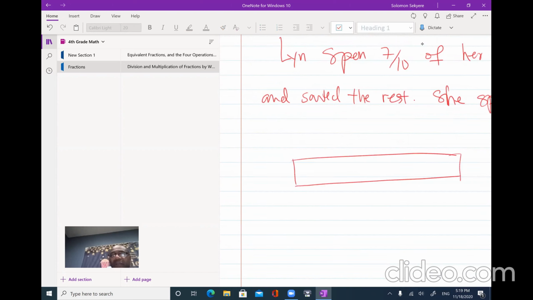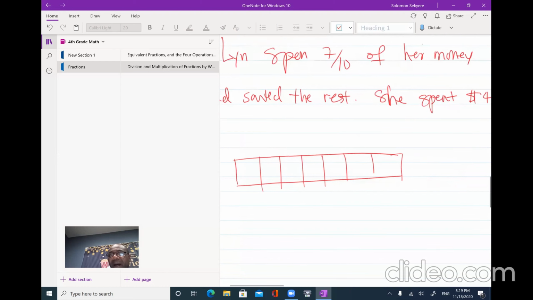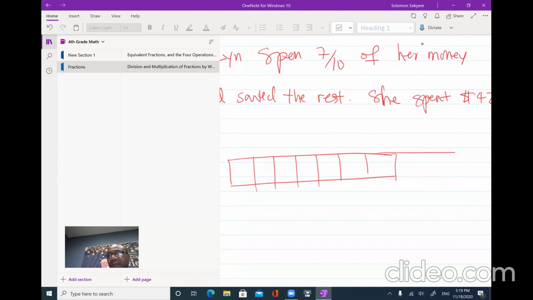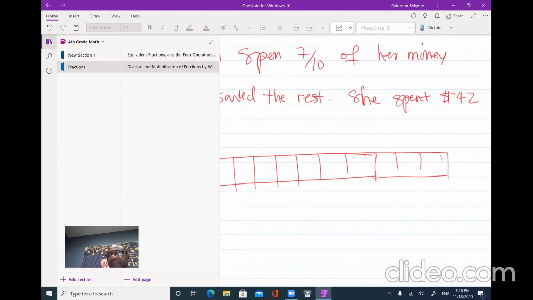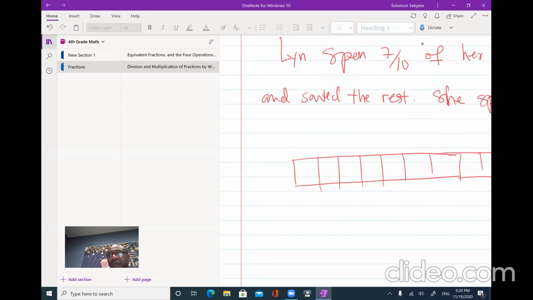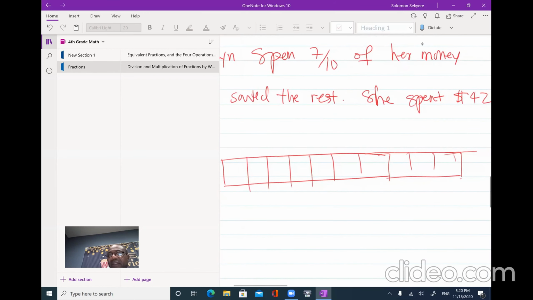That means we need to draw a bar. Draw 6 lines inside. 1, 2, 3, 4, 5, 6. That divides the bar into, oh, sorry. You have to draw 9 bars in order to divide it into 10. 1, 2, 3, 4, 5, 6, 7, 8, 9, 10. Or 9 bars. Okay. 1, 2, 3, 4, 5, 6, 7, 8, 9. 9 bars. That means 10 parts.